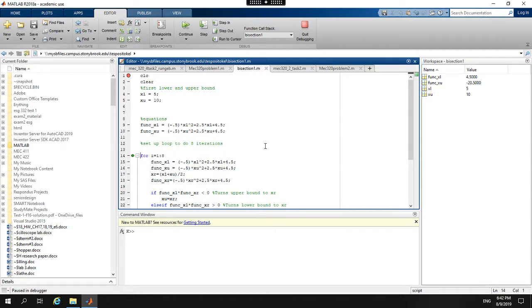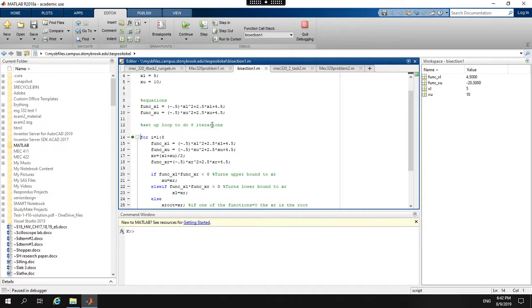Now we want to start off our for loop, and we're going to do it for 8 iterations. You could do it for more iterations; more iterations will probably mean it's more accurate. Once again, we can take these functions that we wrote up here and put them right into our for loop, and now throughout the for loop they're going to be changing.